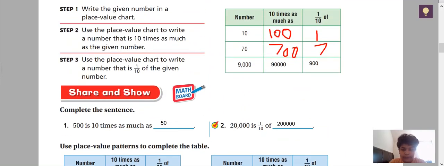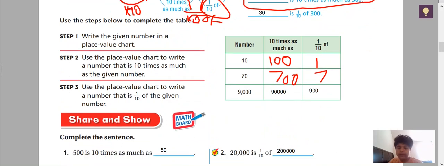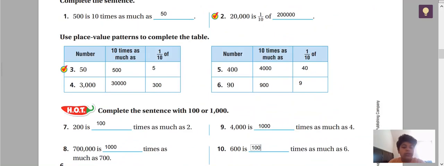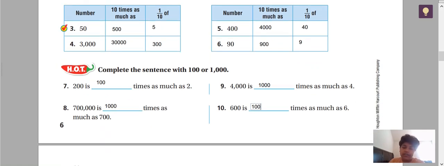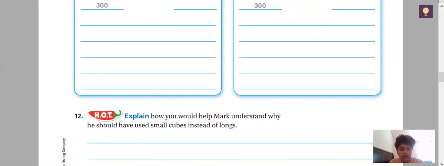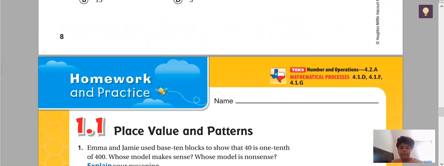Let me show this page one more time. So we got 101, 707, 90,900 for this table. Over here we got 50. Over here we got 200,000. In number 3 we got 505. Number 4 we got 30,300. Number 5 we got 4,040. And number 6 we got 909. And then for the hot examples we got 100, 1,000, 1,100. Now we're almost there. We have 1, 2, and then the homework practice.